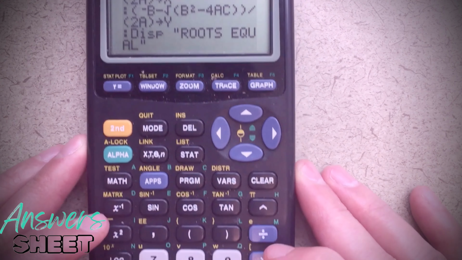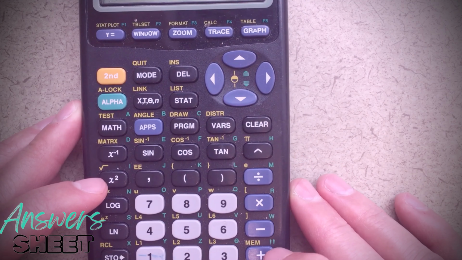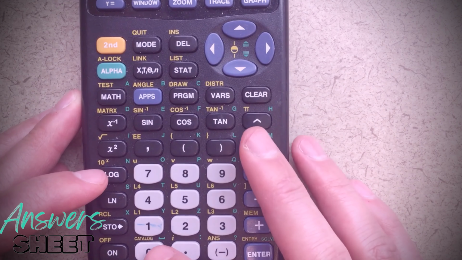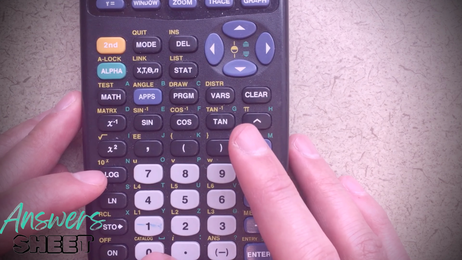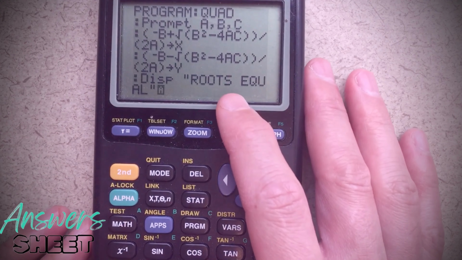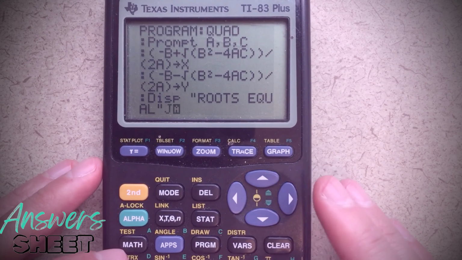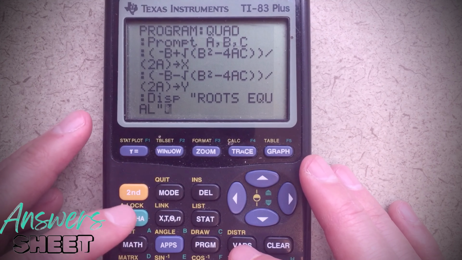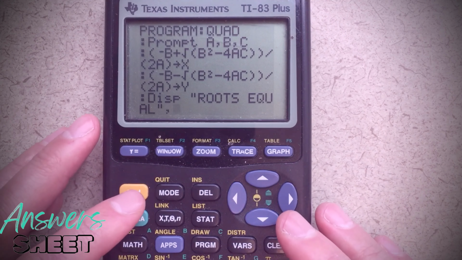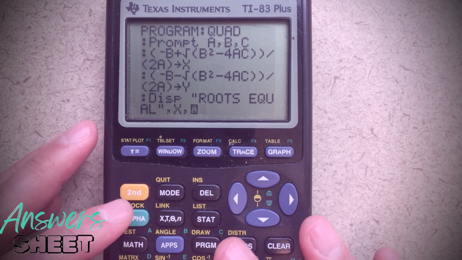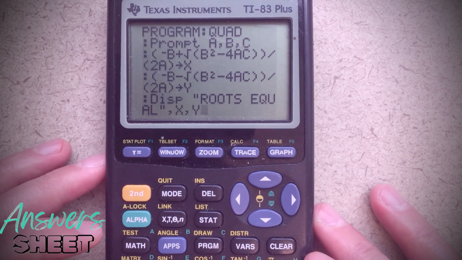The quote is right here. This plus button is actually the quote. And then the space is this right here. If you push 0, then you actually get this space between roots and equal. So roots equal, and then comma, oops, gotta get rid of that alpha lock, comma, x, comma, y. And that's it. That's the whole program.